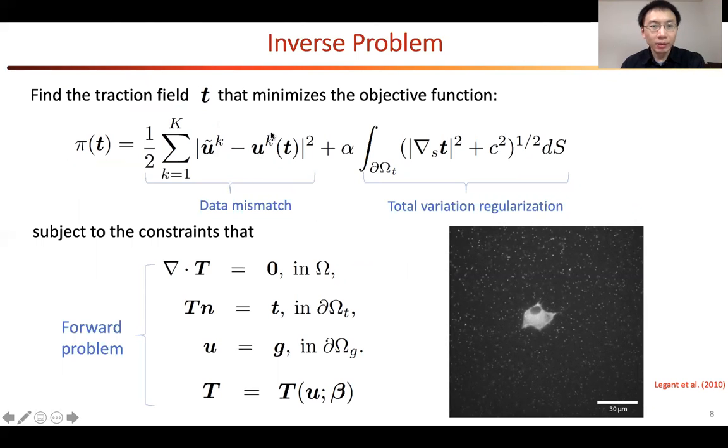And the predicted displacement field is required to satisfy the equation of equilibrium. And the second term is a regularization term that serves to ensure a certain smoothness of the traction field. So if you don't have this term, the reconstructed traction field will be very noisy and physically meaningless.